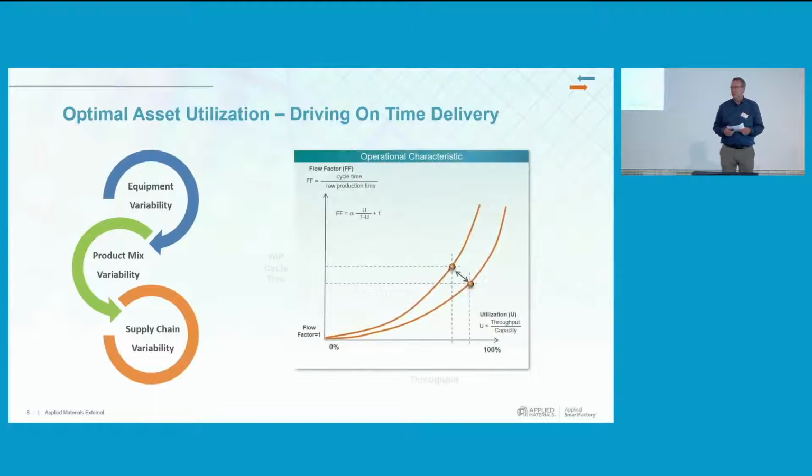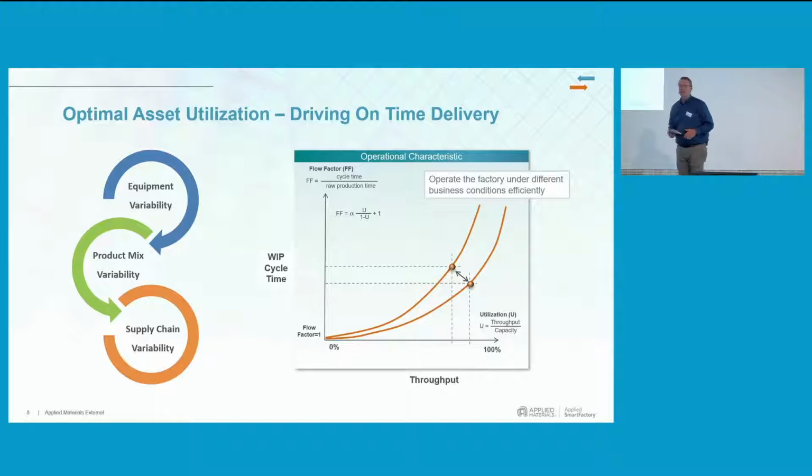On the assets, there's so much variability in our fab, whether it's people or equipment or the supply chain, which is a huge challenge for all of us right now. New products introduced, the product mix that you have, these all have an influence on our operational characteristic curve that so many of you are familiar with.